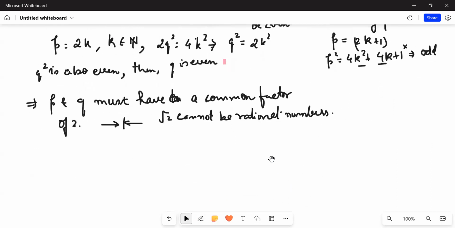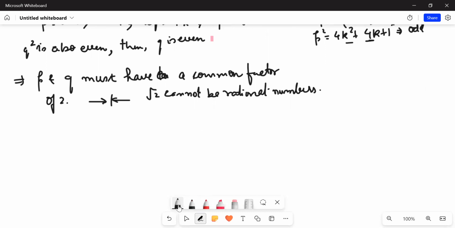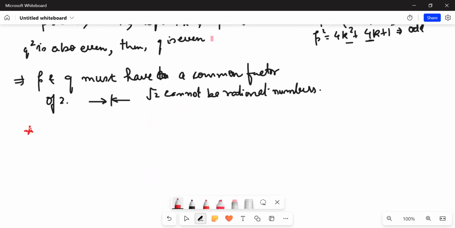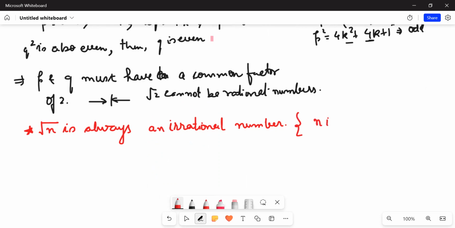Always remember, and this is something that I'm leaving for you as an exercise, we'll discuss in the next lecture. Always remember that root n is always an irrational. This is something that I'm going to discuss in the next lecture. I'm giving it to you as homework. Try to do it. So root n is an irrational number where n is a non-perfect square.